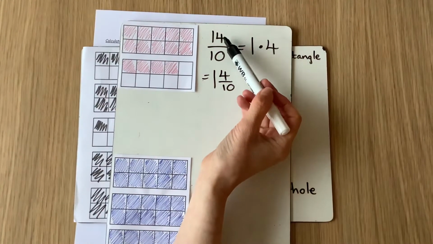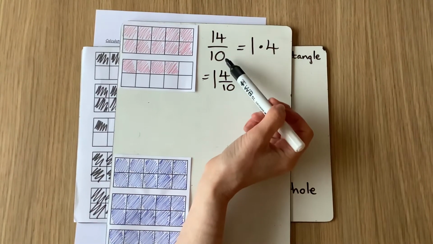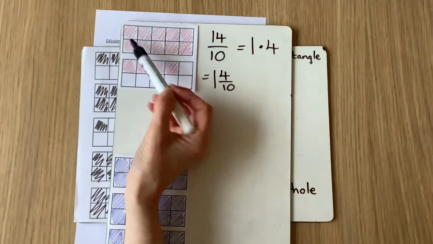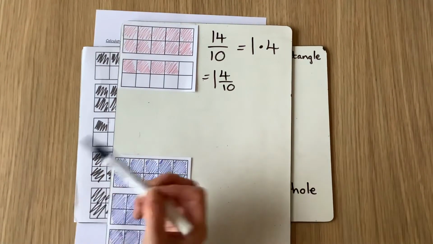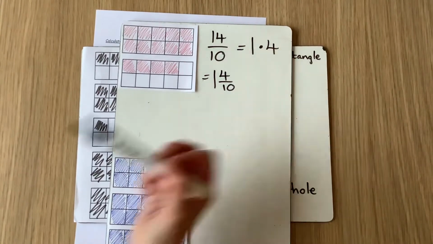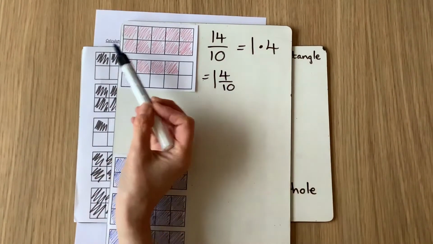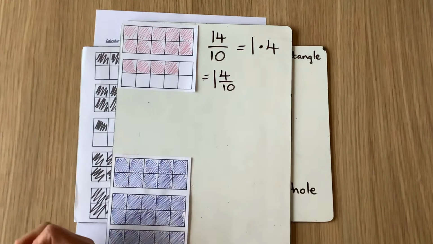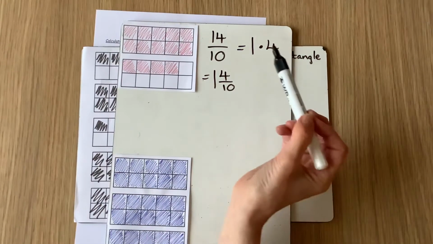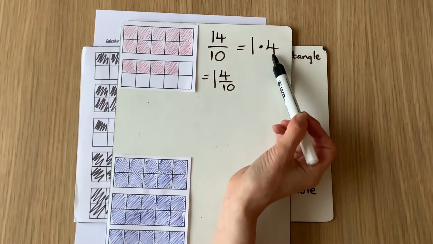Let's look at it again. 14 tenths. It's 14 tenths because each shape is divided into 10 parts, and I've coloured in 14 of these tenths, 10 in the first one and 4 in the second one. I could also describe it as being 1.4.